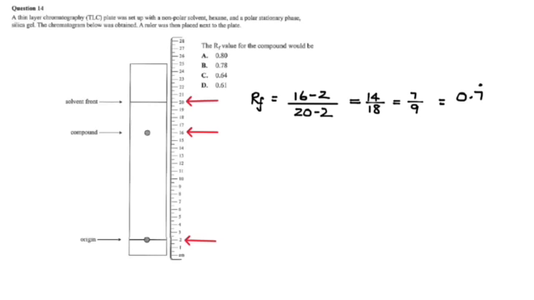By the way, did you know that 1 over 9 is 0.1 repeating, 2 over 9 is 0.2 repeating, 3 over 9 is 0.3 repeating, and so on? And 8 over 9 is 0.8 repeating. So this one is 0.7 repeating, which looks like the answer is B.